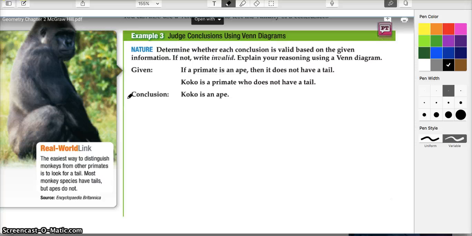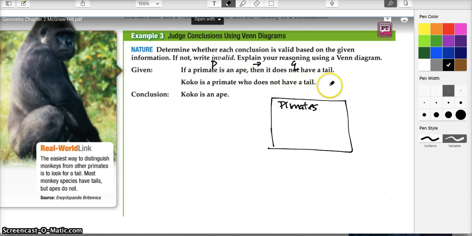If a primate is an ape, then it does not have a tail. Let's go back to that. If P, here's our P value. If a primate is an ape, conclusion, then it does not have a tail. All right? So let's think about a Venn diagram for our situation. We might be considering all primates, right? So this rectangle deals with all primates. All primates fit here.